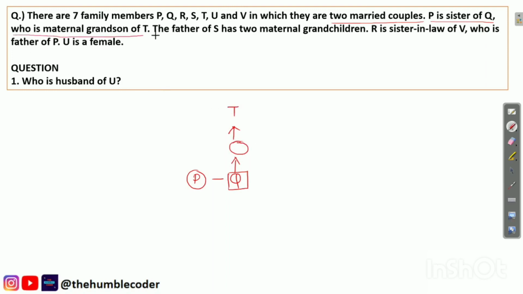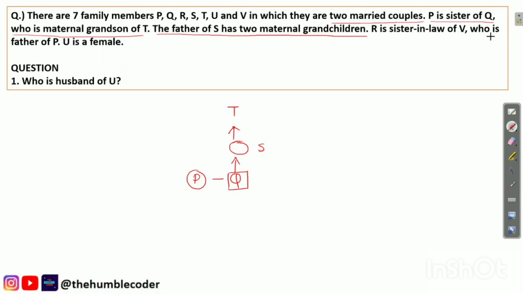Okay, next statement is the father of S has 2 maternal grandchildren. The most probable thing that can come here is S, right? Because if S comes here, then the father of S, that is T, will have 2 maternal grandsons. But right now we will not put it, because there is a possibility that something else can also come here. So we are keeping this place vacant as of now.